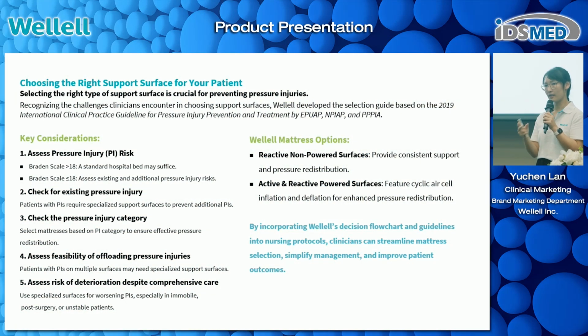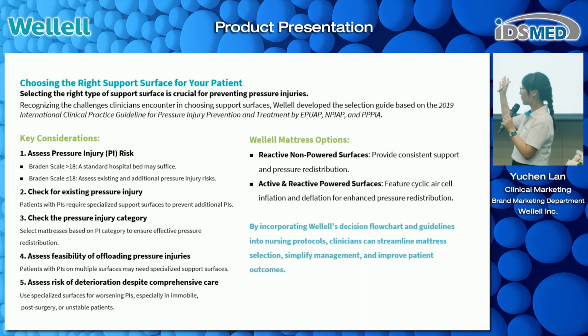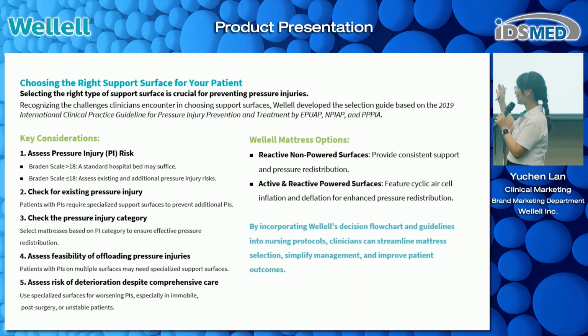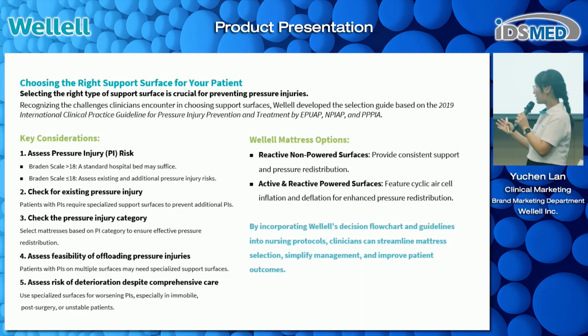So based on the guidelines, there are some key considerations we can think about when we are trying to let our users select a proper support surface. Here are some considerations. For example, first we could assess the pressure injury risk. Second, we could also check if the patients have existing pressure injury wounds. If yes, we could check the pressure injury categories.